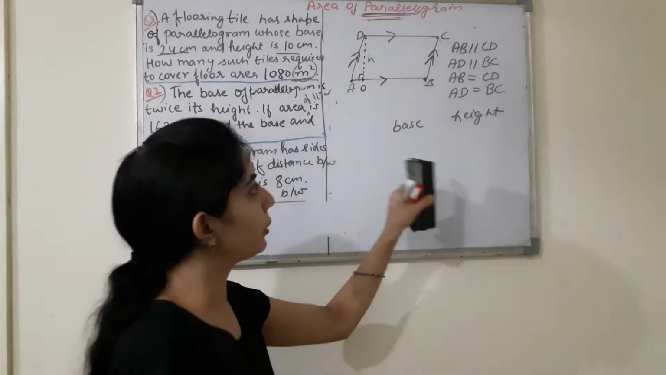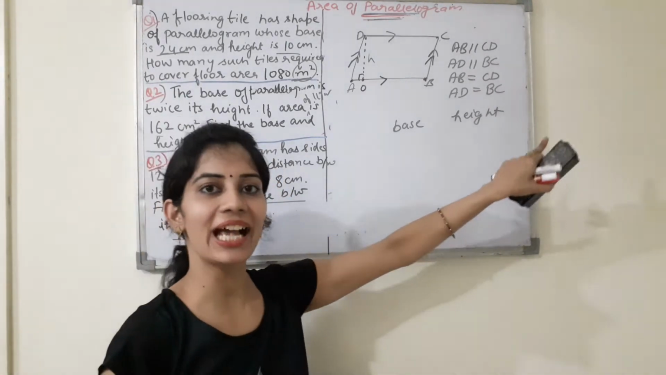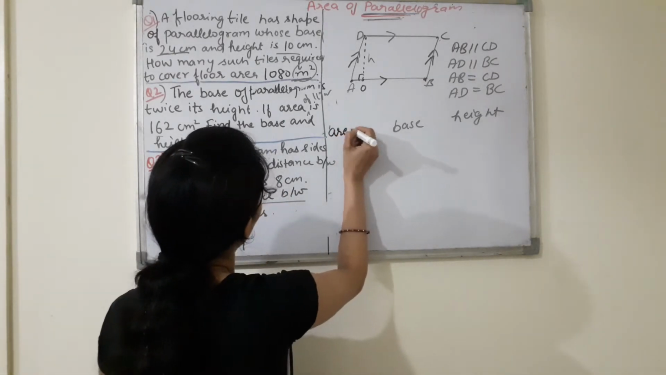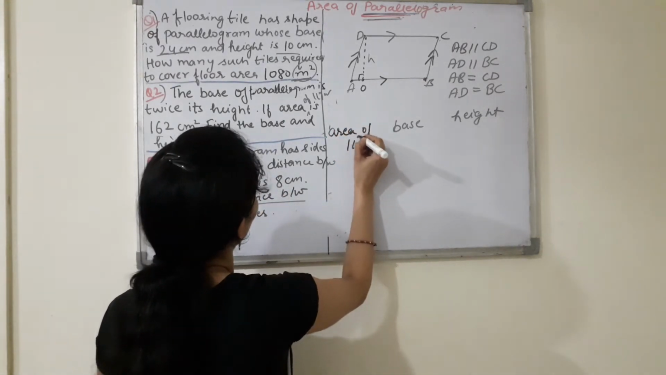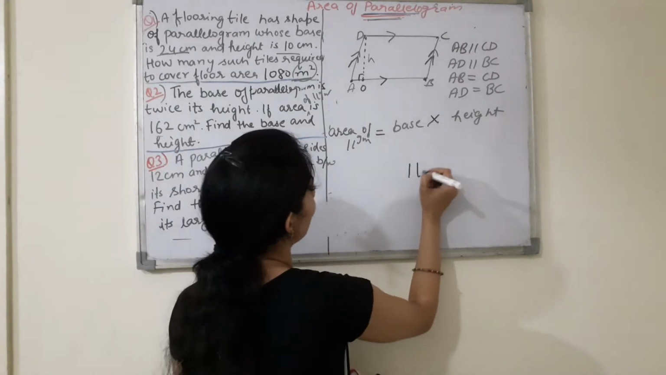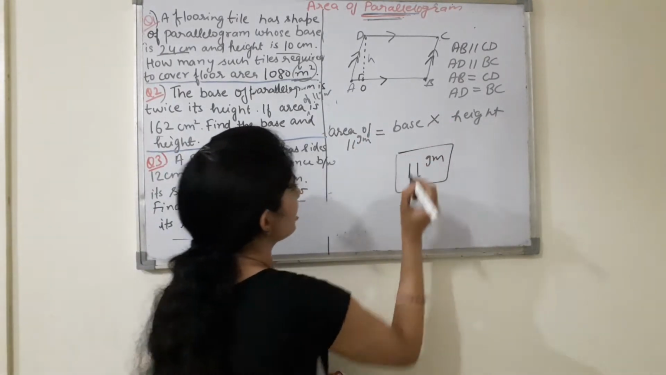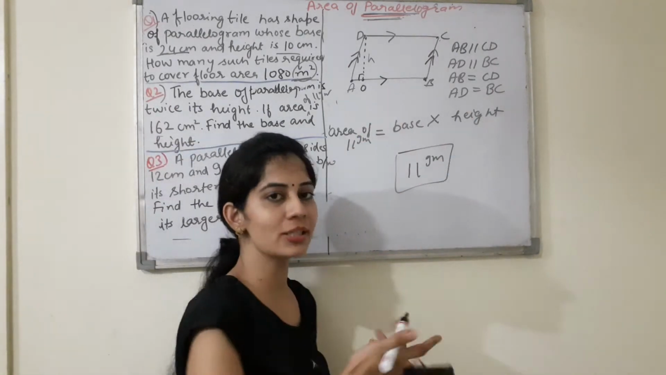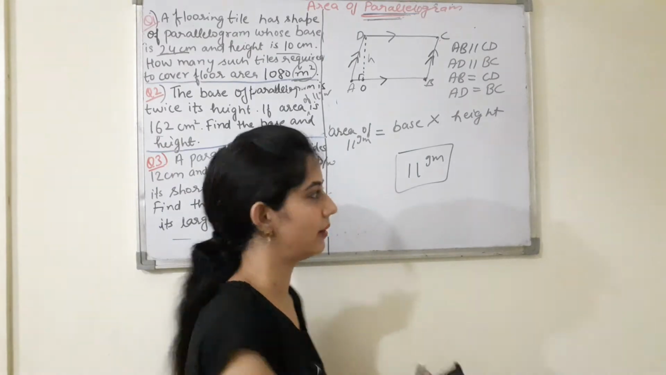Now the product of base with its height is the area of the parallelogram. So we can write area of parallelogram is base into height. We write parallelogram as this symbol, which is a short form to write parallelogram. So area of parallelogram is base into height, right?